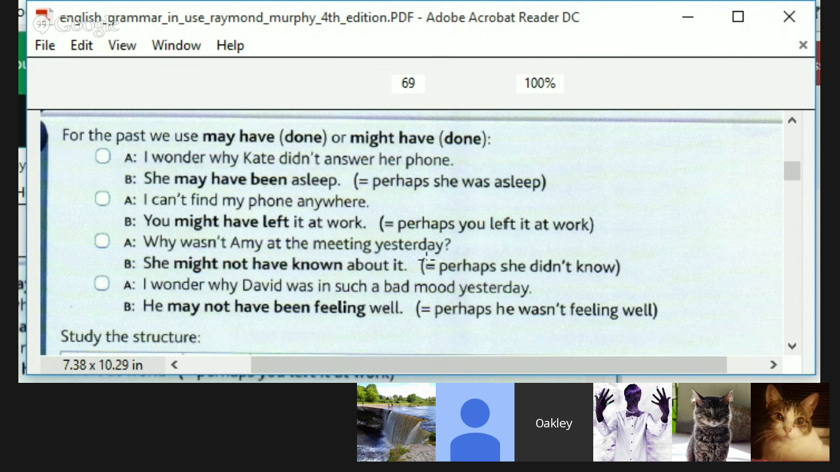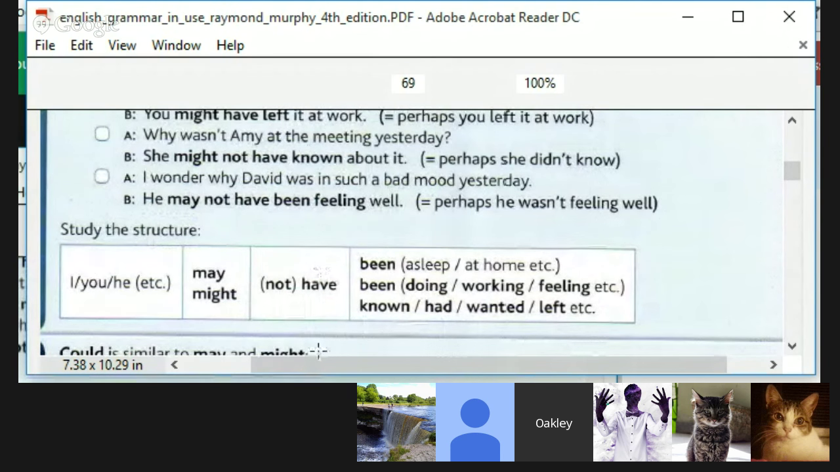Why wasn't Amy at the meeting yesterday? She might not have known about it earlier. I wonder why David was in such a bad mood yesterday. He may not have been feeling well. Okay. Same deal, same structure.